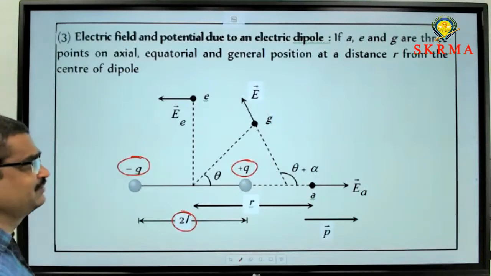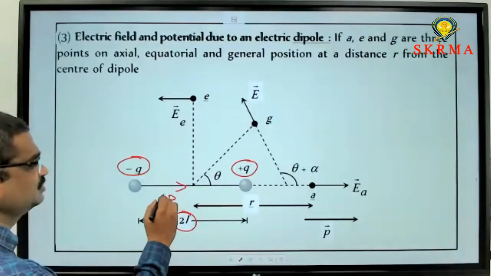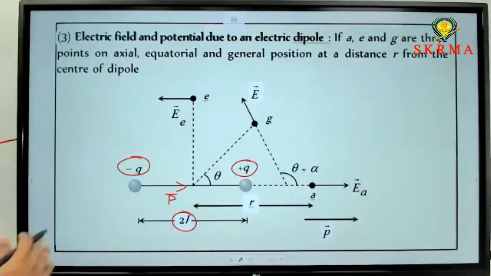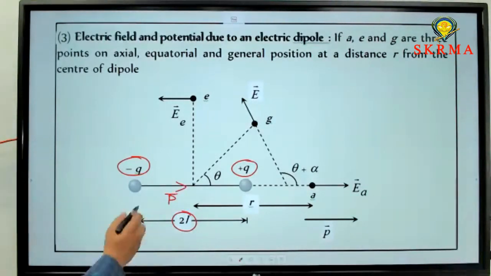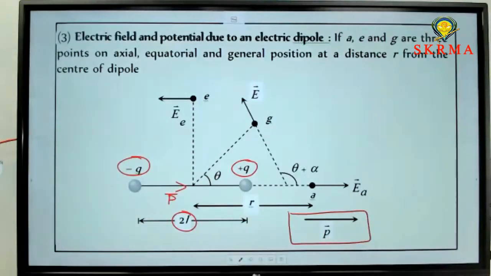Now what is the direction of dipole moment? That is from negative to positive charge. So P bar is from negative to positive charge. This is the direction of dipole moment. Here I am representing the direction of dipole moment.